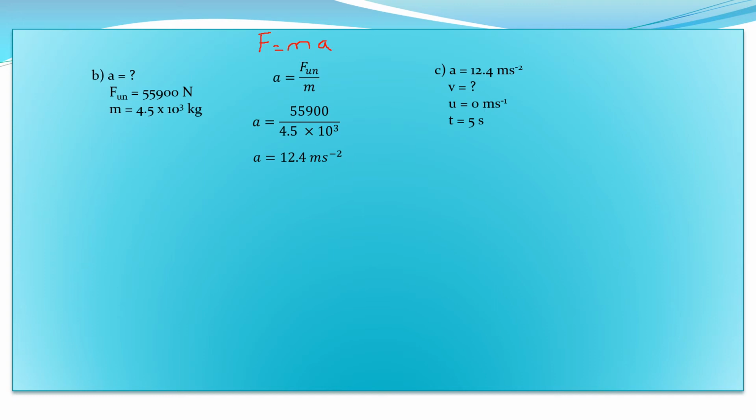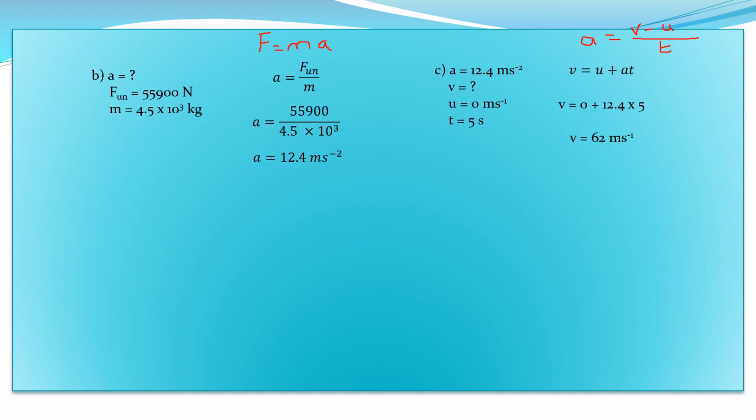So we're going to use our a equals v minus u over t equation. But again, we're going to need to rearrange this to find out V. So you see how this stuff we're doing now is bringing together everything we've been doing before and showing how it's all linked. So if we rearrange that, that gives us v equals u plus at. Substitute in, we get the velocity is 62 meters per second.